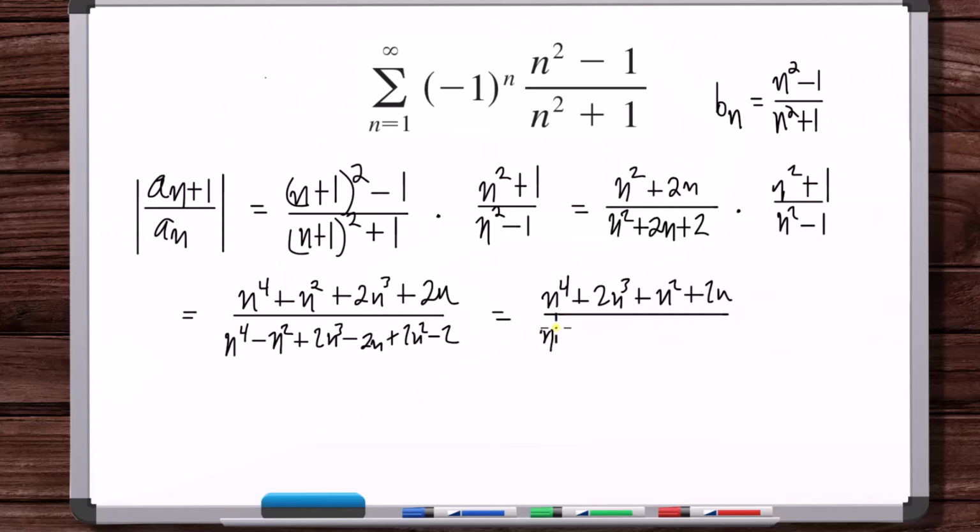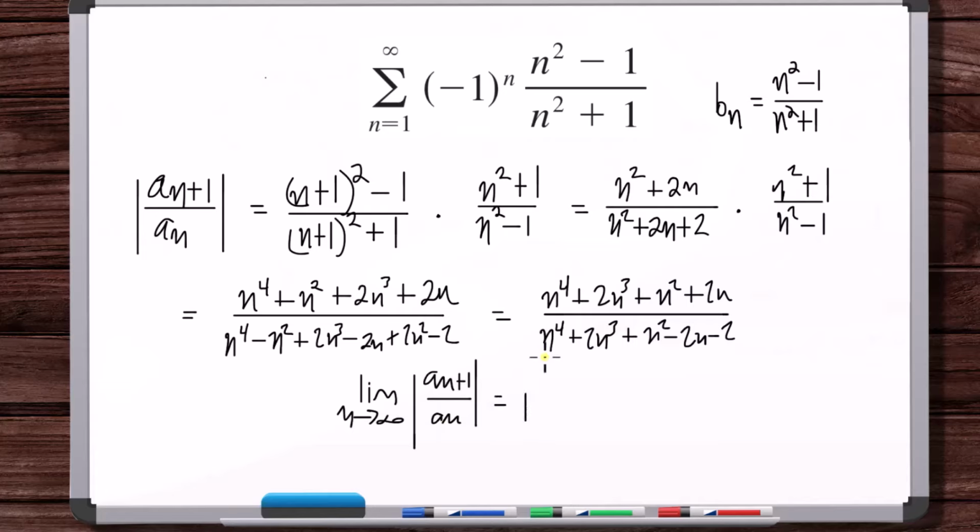Okay, then we've got n to the 4th minus n squared plus 2n cubed plus n squared minus 2n minus 2. Now the limit as n goes to infinity of this is going to be 1, which is inconclusive.